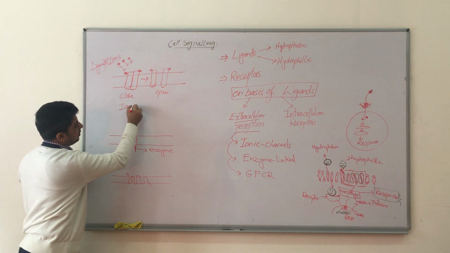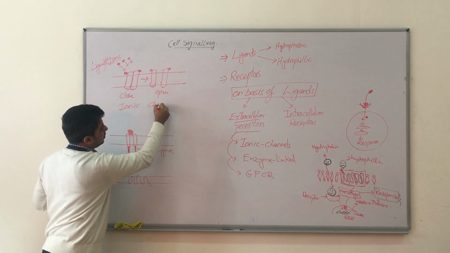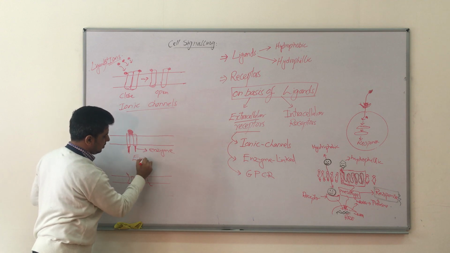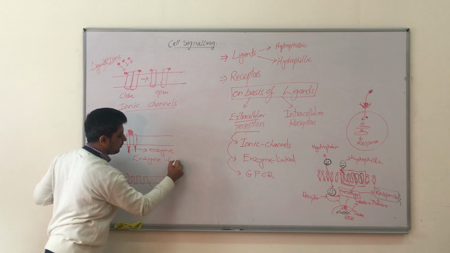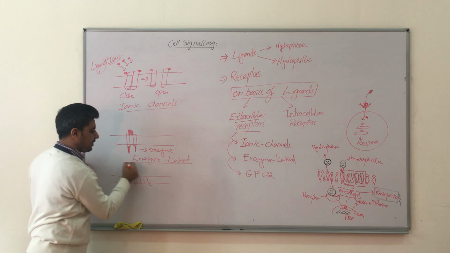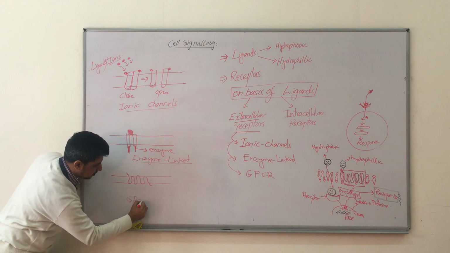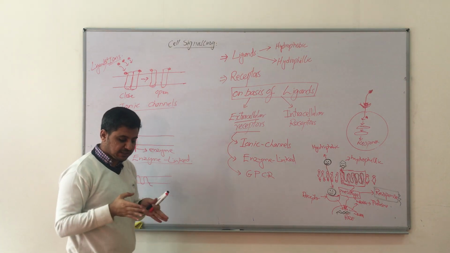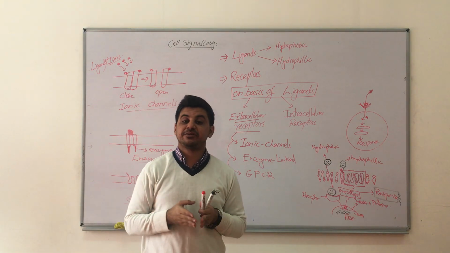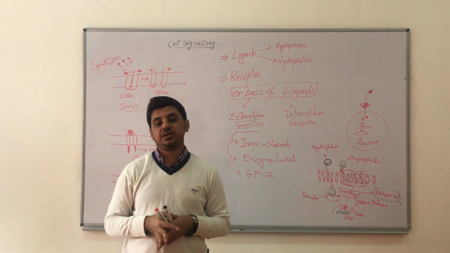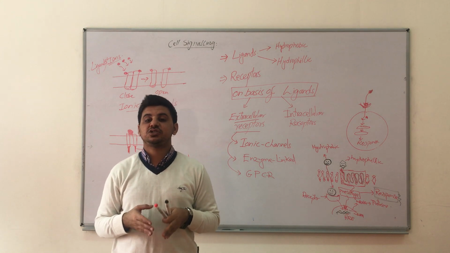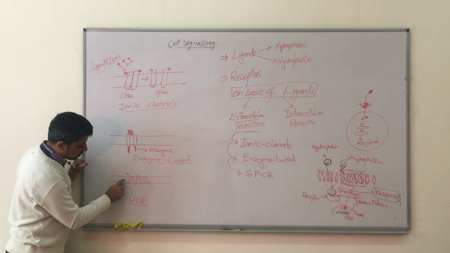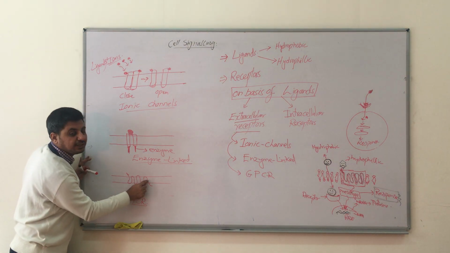Here these are ionic channels. Here these are enzyme-linked, and then we have GPCR. In GPCR we have a helical portion of the receptor, and those receptors are also named 7 helices or 7 transmembrane receptors, because this receptor has 7 helical portions like this: 1, 2, 3, 4, 5, 6, 7.